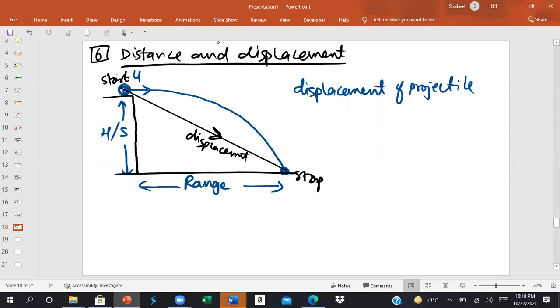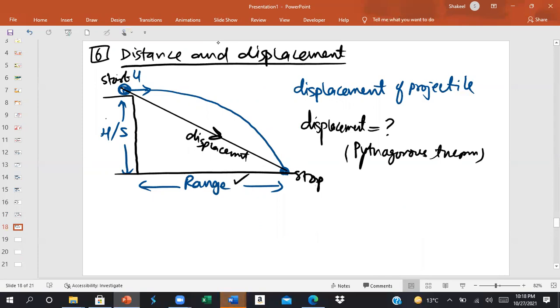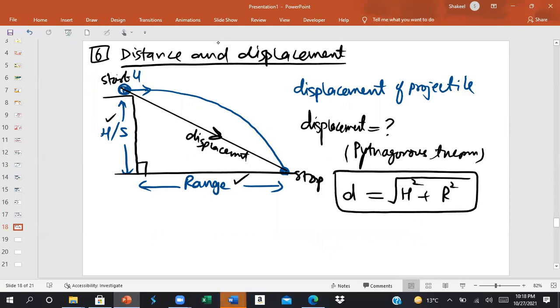If you want to find the displacement, it can be determined using Pythagoras theorem. Why Pythagoras theorem? Because this range is known and this height is known, so this is a right angle triangle. The displacement is equal to the square root of height square plus range square. So you can find this displacement easily.